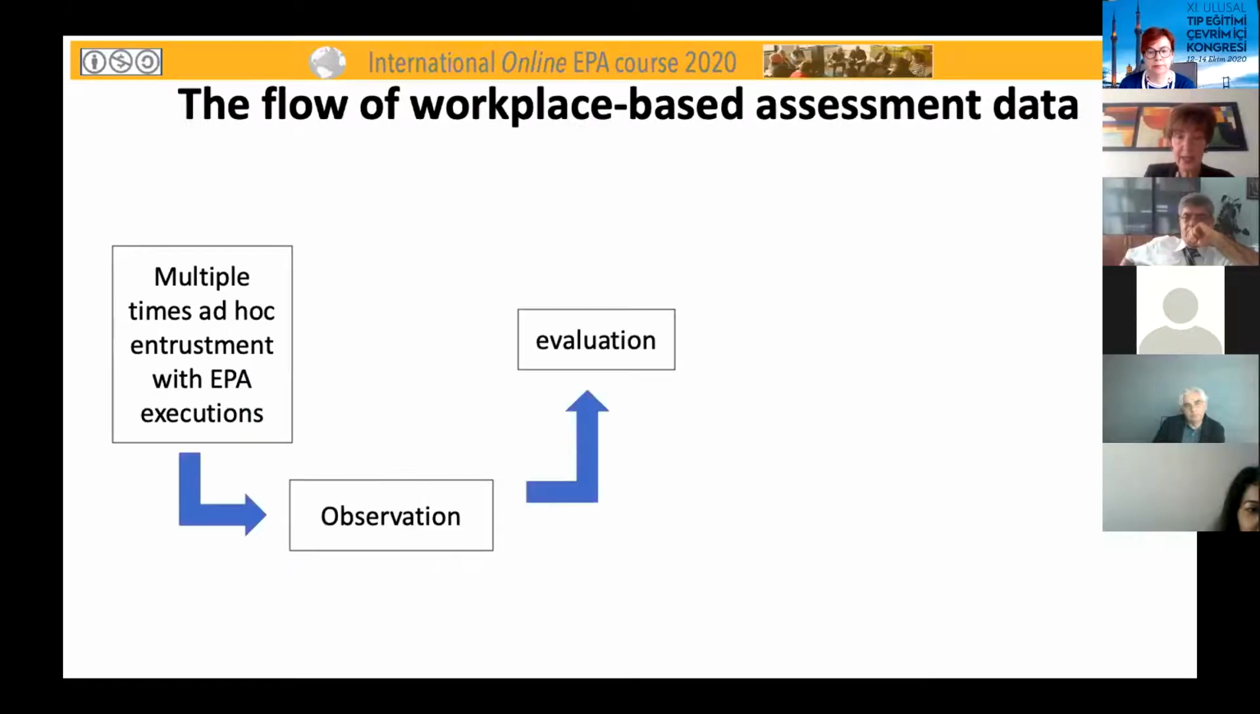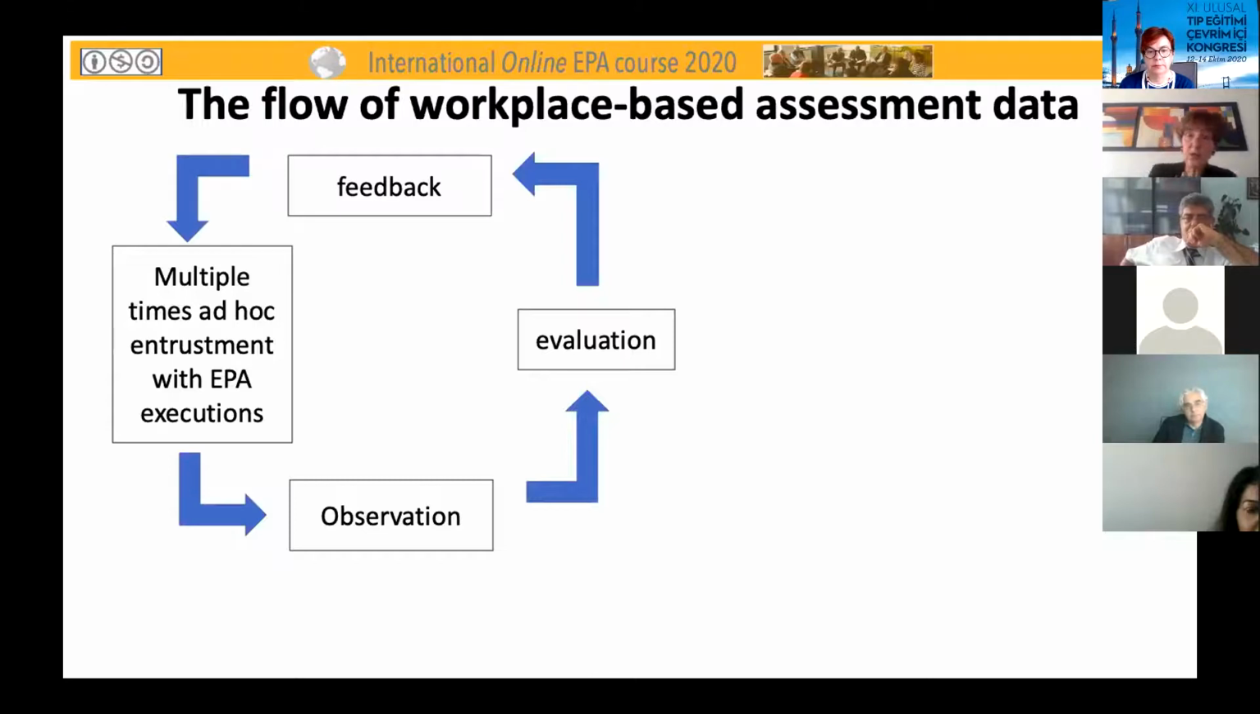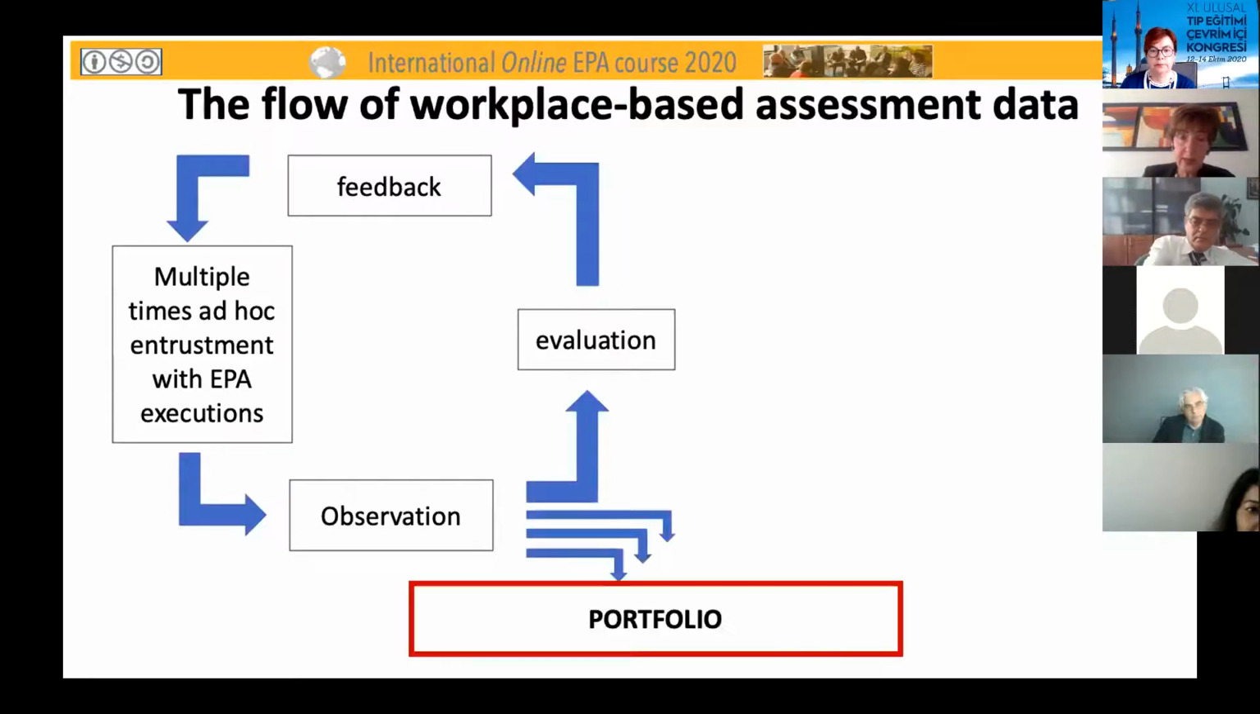So I'm getting to the end. I want to mention one thing about workplace-based assessments. I think you recognize this look, that you work with the residents in clinical practice, you make observations, you do evaluations, and you provide feedback to the residents. And that's a circle that goes on. And all the observations that you talk about with a resident, you also put them in writing in a portfolio.